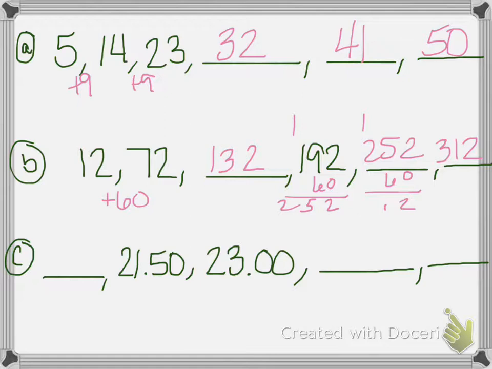So now I have 21 and 5/10 to 23. So if I look here, the pattern is adding 1 and 50 hundredths or 5/10. So to get the first one, I have to subtract that, which would be 20. Then I would have 24 and 5/10 or 50 hundredths. Then I would have 26.